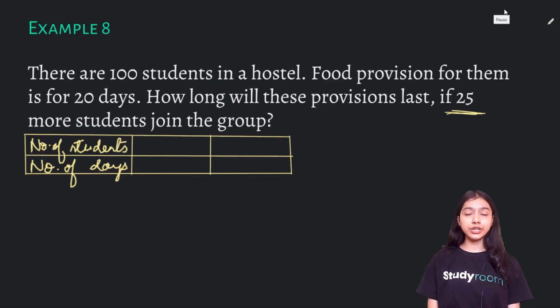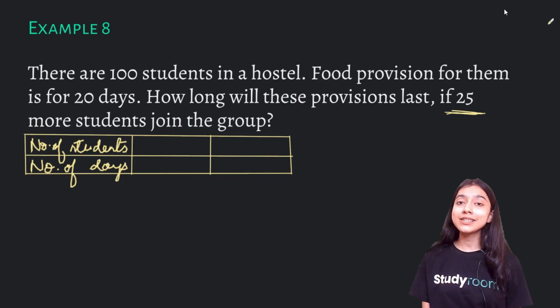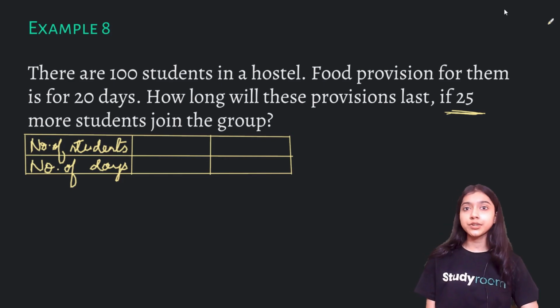The next question on your screen reads that in a hostel there are 100 students and food provisions are there for 20 days. That means enough food is there in the hostel that will last 20 days for those 100 students.